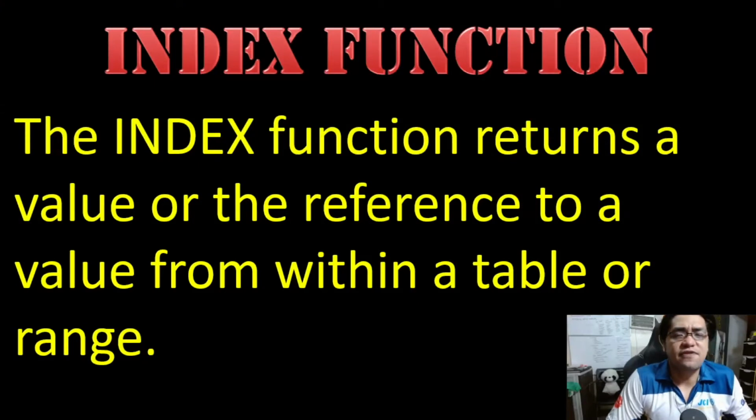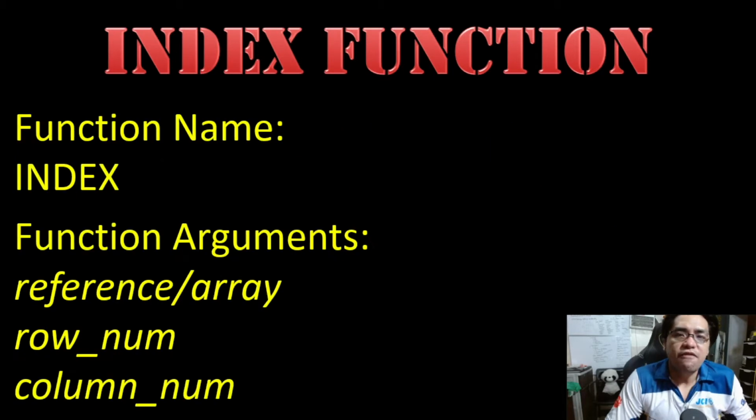So what is the index function? This is from Microsoft Excel's own help document. The index function returns a value or the reference to a value from within a table or range. For the index function, the function name is INDEX, and for your function arguments, you have first the reference or the array, and then you have the row number and then the column number.